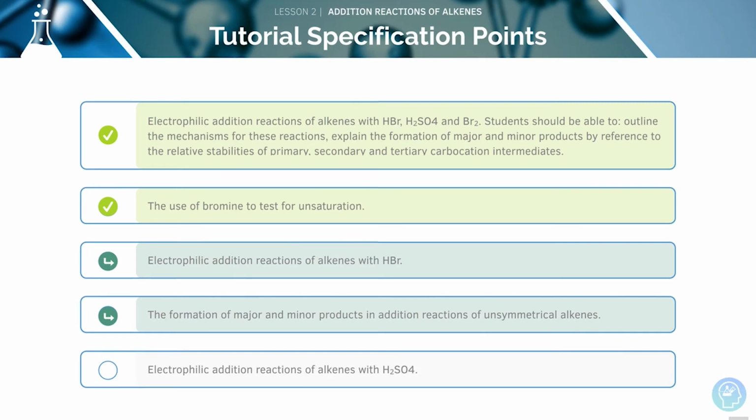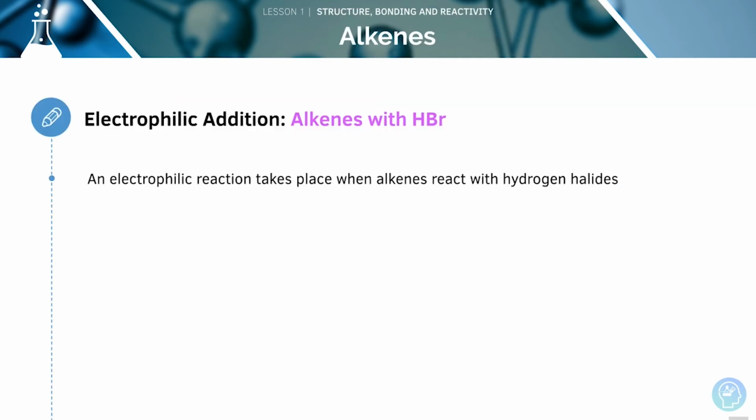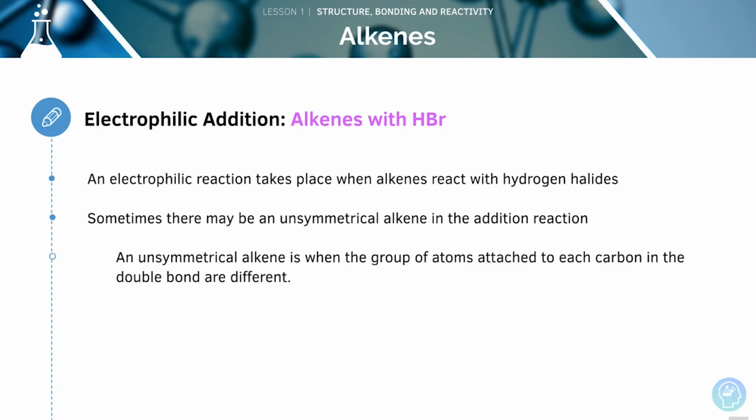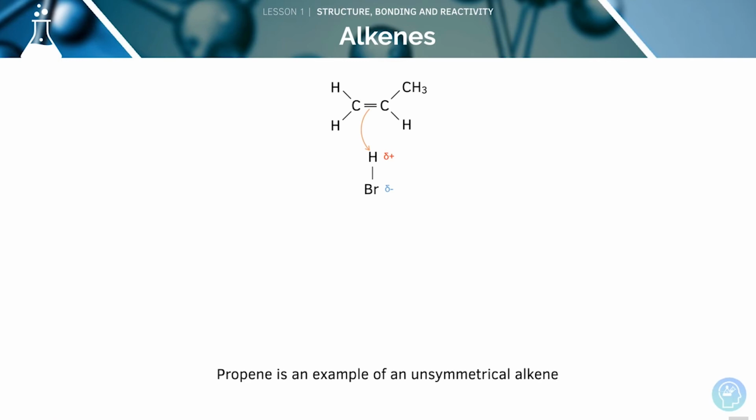Now we'll move on to look at the reactions of alkenes with HBr and some of the products that we can form. An electrophilic reaction takes place when alkenes react with hydrogen halides. Sometimes there may be an unsymmetrical alkene in the addition reaction. An unsymmetrical alkene is when the group of atoms attached to each carbon in the double bond are different. Propene is unsymmetrical as it has two hydrogens bonded to one of the carbon atoms and then a hydrogen atom and methyl group attached to the other carbon atom in the double bond.